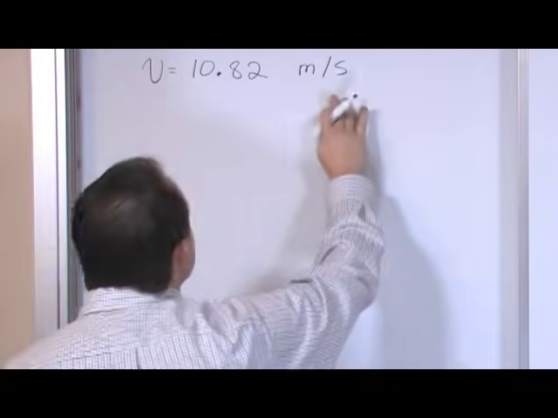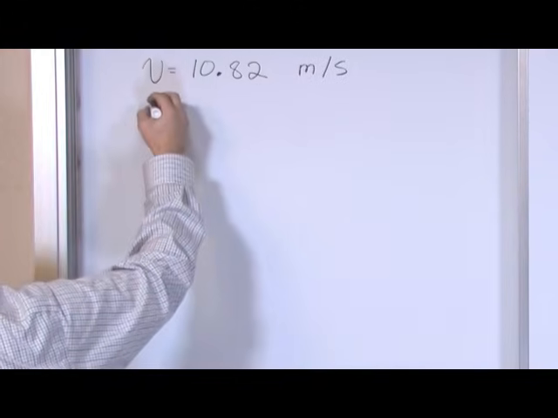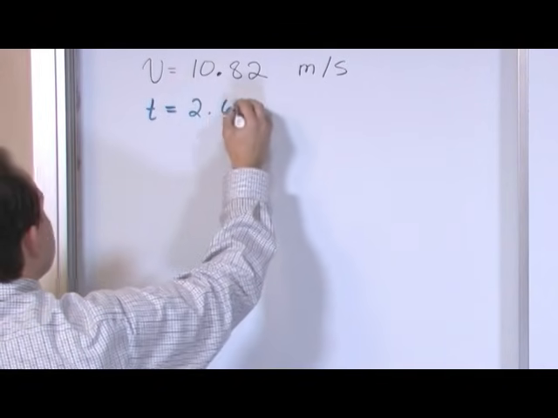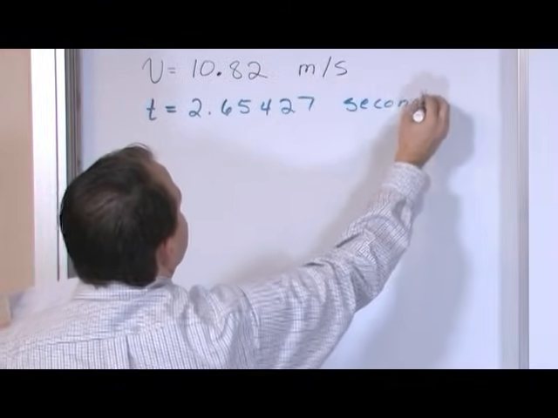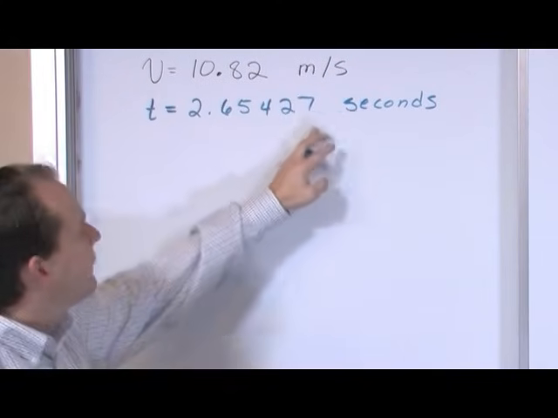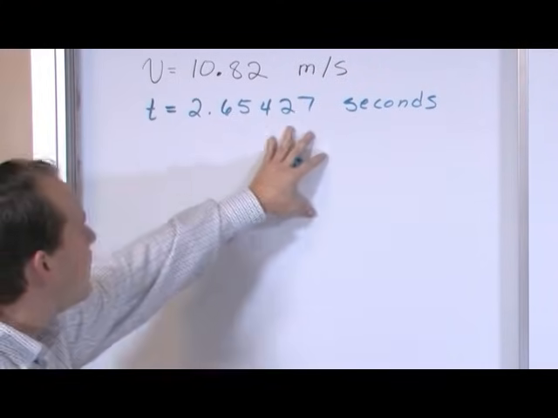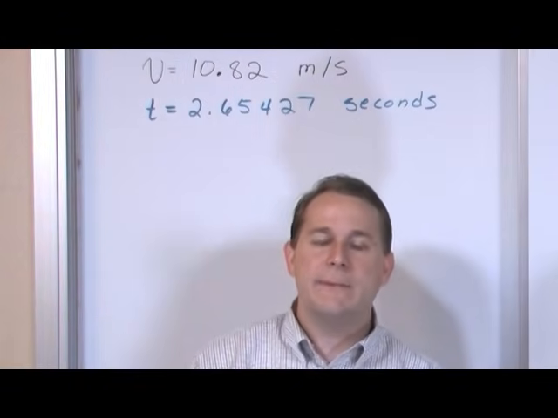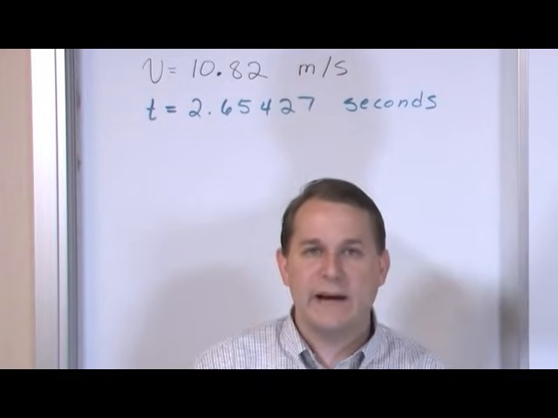Now let's say that I travel this speed for a time, and the time that I'm traveling at the speed is 2.65427 seconds. All right, so I'm going 10.82 meters per second, and I'm traveling for 2.65427 seconds. The first thing you should notice is that the accuracy with which I measured my time is much greater. That means that whatever device I used to measure the time, I was able to put more decimals after the decimal point because it was a more accurate representation of the true time.